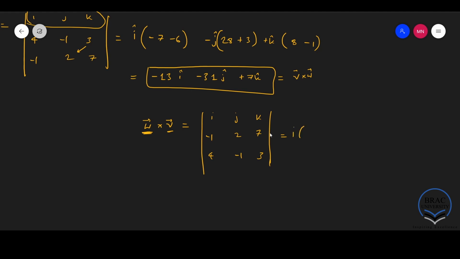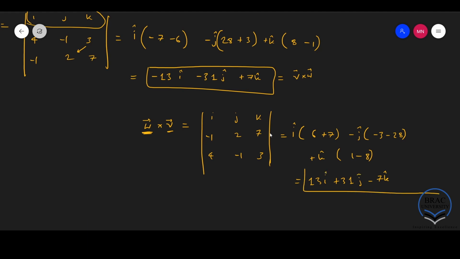will have i times 6 plus 7, minus j times minus 3 minus 28, plus k times 1 minus 8. And this is equal to 13i plus 31j minus 7k. Right, and this is equal to W cross V.